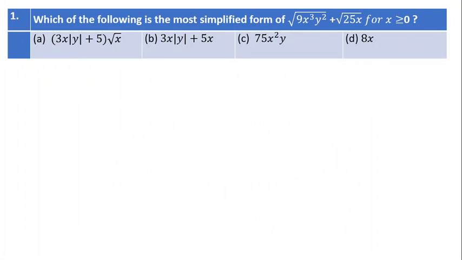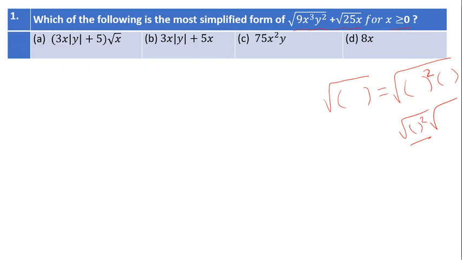Which of the following is the most simplified form of square root of 9x cubed y squared plus square root of 25x, for x bigger than 0? Okay, in this type of problem, the key idea is if you have a square root, you want to write the inside as a square times another term if possible. Then you can separate them and take care of the square root.